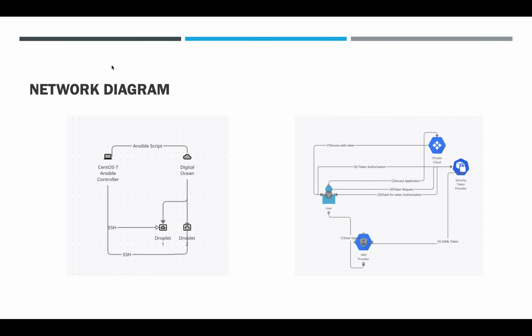So the user logs in, and then it sends an access application to the private cloud, and then it checks for the token authorization from the user, and then it sends a token request back to the security token provider, and then the IAM provider gets the SAML token, and the token authorization happens, and then the user gets access with the token.